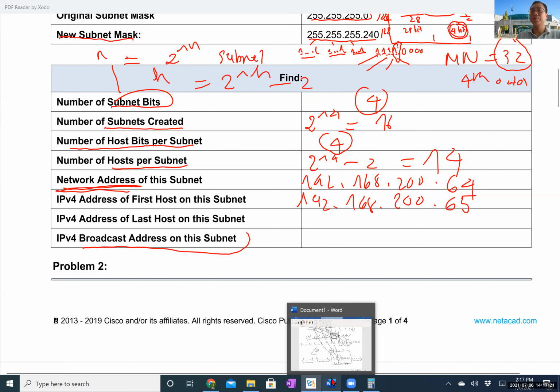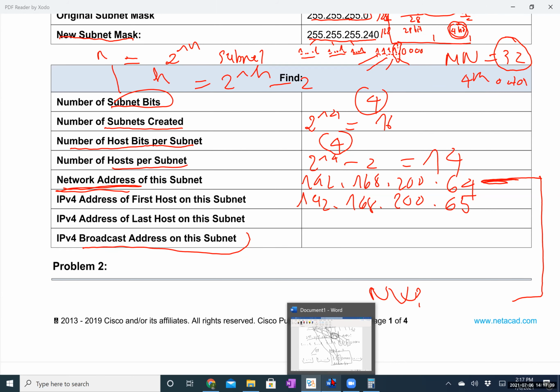Okay, so we see this one is the network address for the subnet. So what do you think? What is the network address for the next subnet here? Remember, the network address only increases by the magic number.